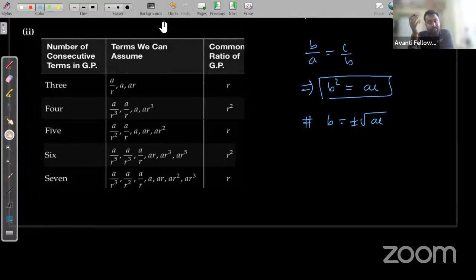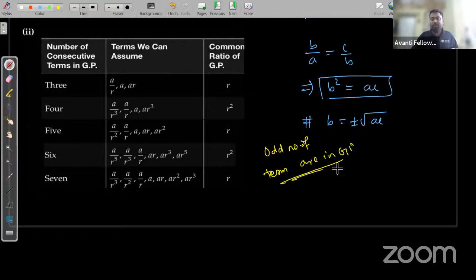However, the problem will be easier for you to solve. Okay, so what is the procedure? Suppose we first consider when you have to choose an odd number of terms in GP, then how can you choose?